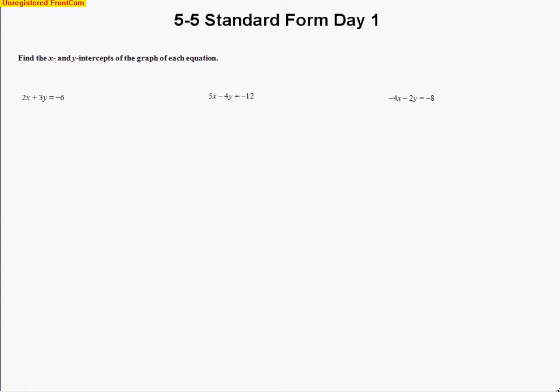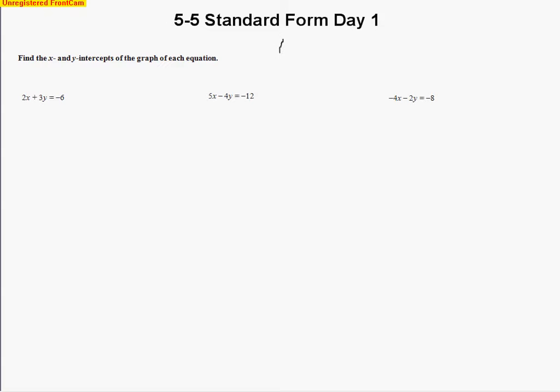This is a lesson for Chapter 5, Section 5, titled Standard Form, Day 1. So let's take a look at the first type of problem. We'll see it asks us to find the x and y intercepts of the graph of each equation. So let's talk real quick about what those represent.